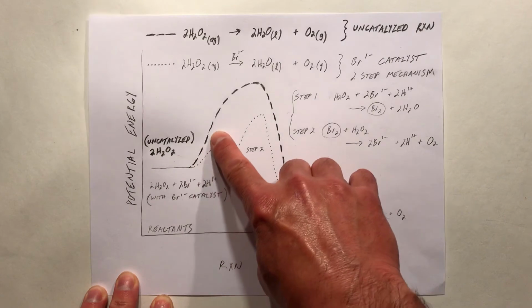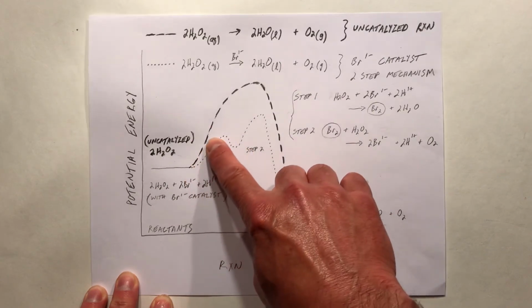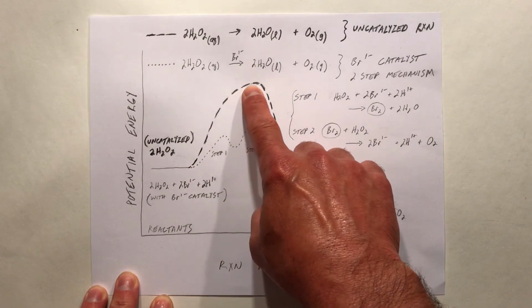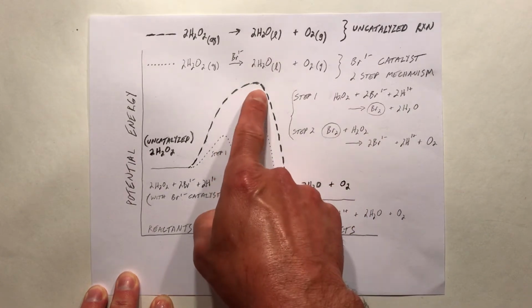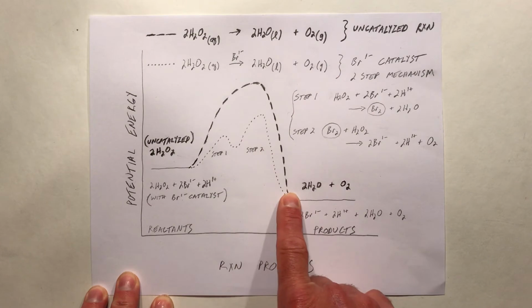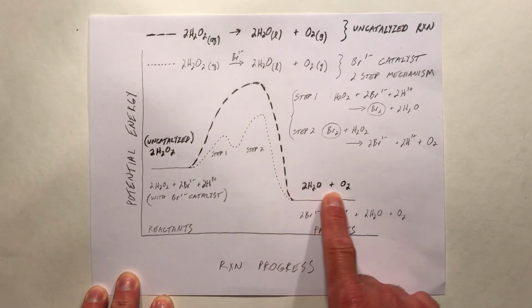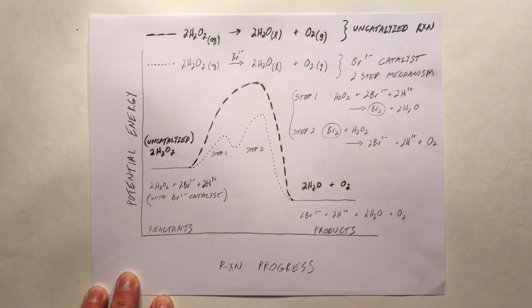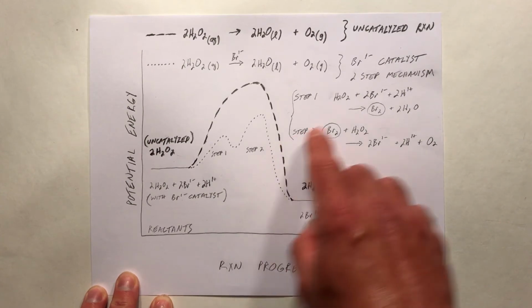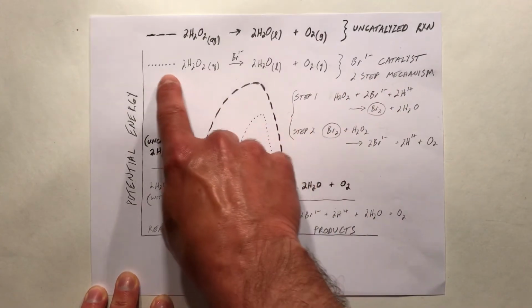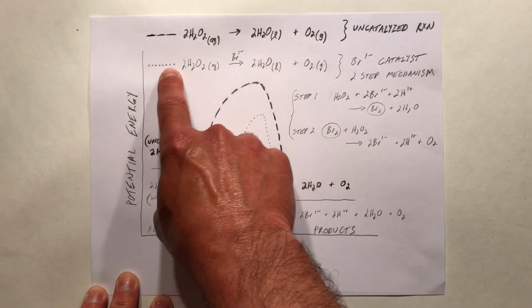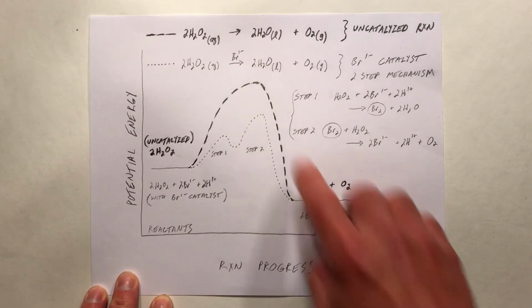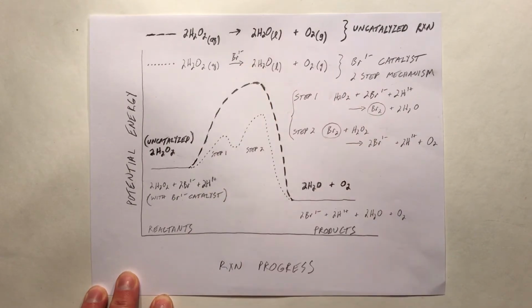We break the bonds involved, get to this transition state up here where the bonds are broken, and then the bonds reform and form two H2Os and O2. Now let's consider the catalyzed reaction. This is in lighter script, and I'm going to symbolize it on the graph with this lighter dotted line. Notice that we have Br1 minus written as a catalyst.